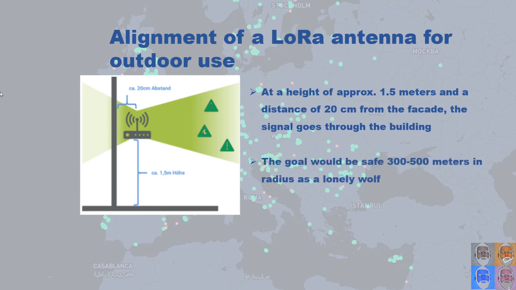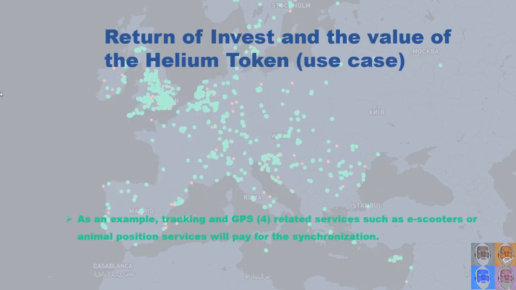And the goal will be, as I told, to cover 300 to 500 meters in the radius of a lonely wolf. So it's kind of better than being alone; you're supposed to be connected with a second device. Return of investment and the value of the Helium token use case.